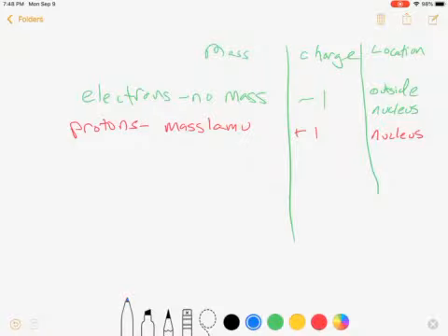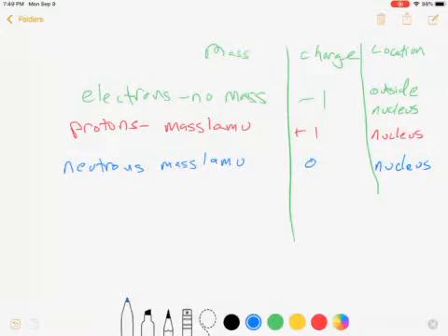Here's where we get to neutrons. Our neutrons have a similar mass to protons, a mass of 1 atomic mass unit, or AMU. Their charge is 0, so they have no charge, but they are part of that nucleus, just like protons are.